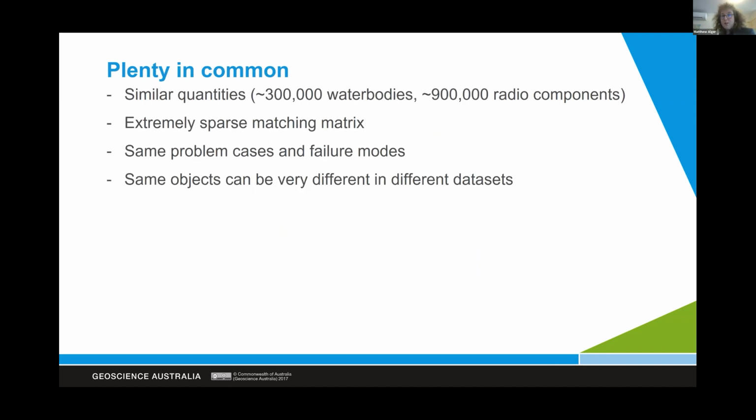These two problems have a lot in common with each other. They have similar quantities. There's 300,000 water bodies, 900,000 radio components. There's an extremely sparse matching matrix. They have the same problem cases, the same failure modes, and the same objects can be very different looking in different data sets, which until I started doing Earth observation, I thought was unique to radio astronomy.